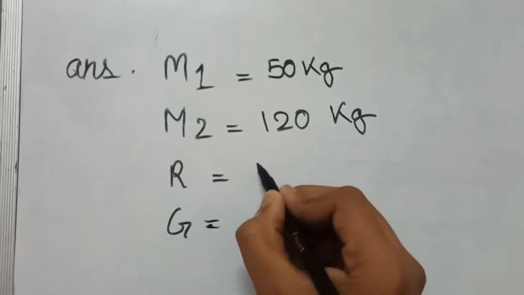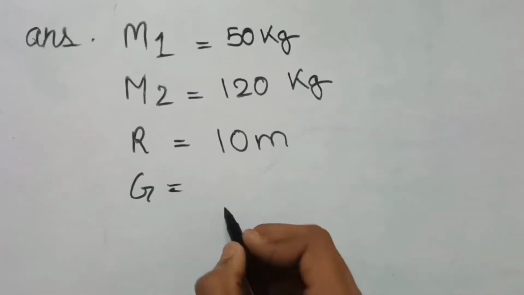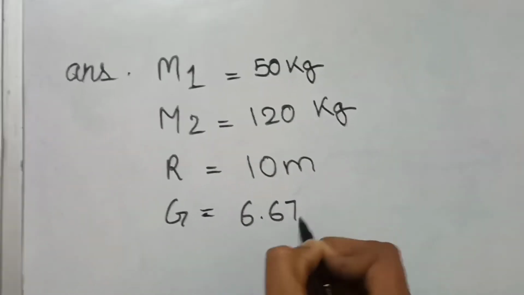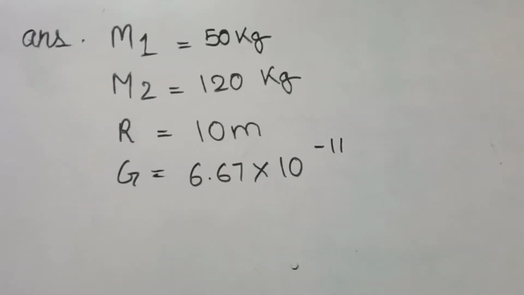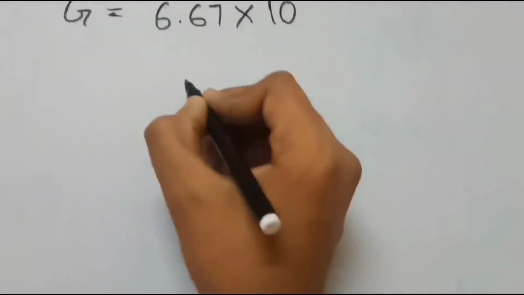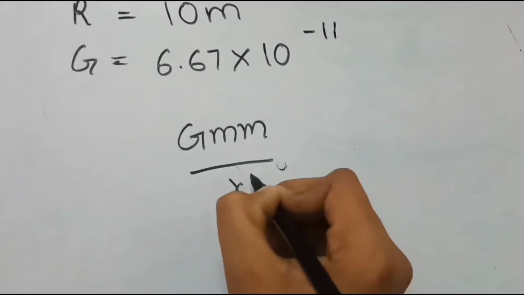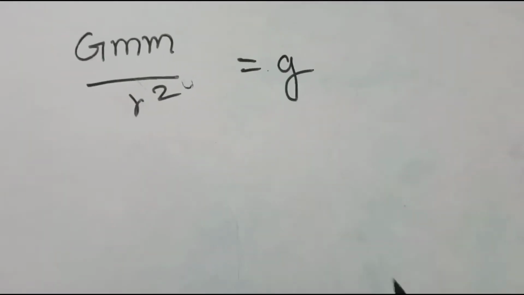And the distance between them is 10 meters as given in the question. We all know the value of the gravitational constant, which is 6.67 into 10 to the power minus 11. So now we will put these values in the equation GMm by r square, which will give us the gravitational force.